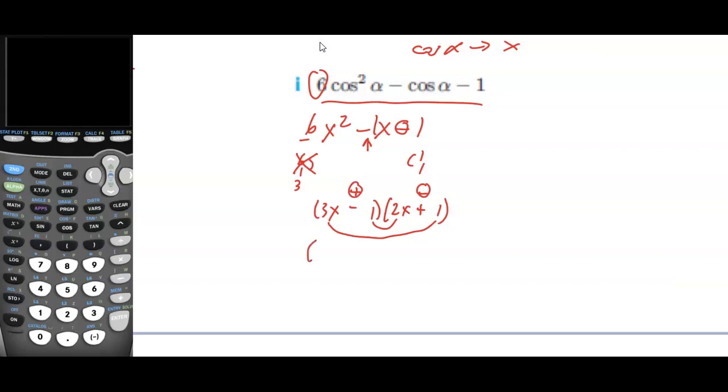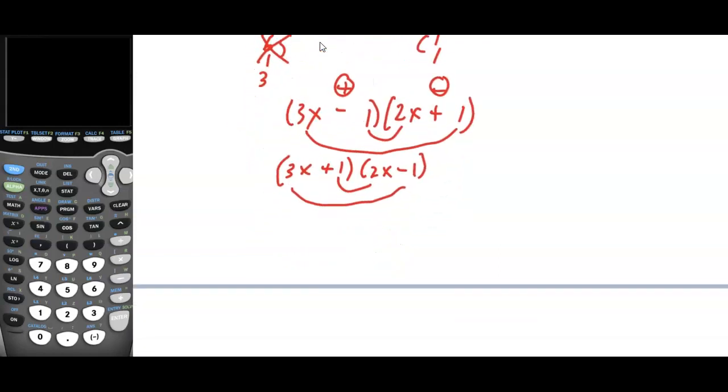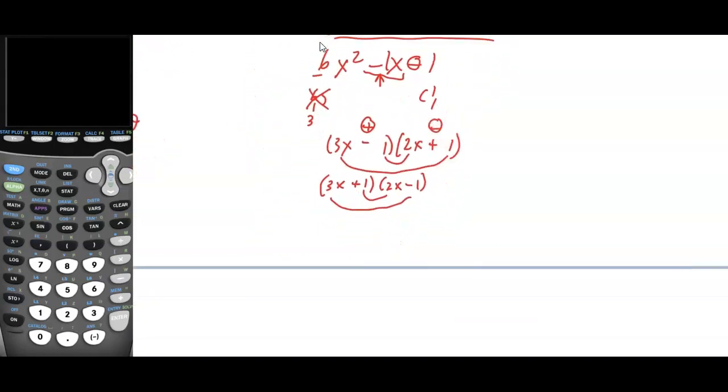All right, so let's write down the final factorization. 3x plus 1 times 2x minus 1. Just to make sure everything's okay, let's actually multiply the insides and the outsides. So we'll get 2x minus 3x, and that'll give us negative 1x. So yes, it works. Okay, now that we have the factorization, we can put the cosine back in, right? So we're going to put 3 cosine alpha plus 1 and 2 cosine alpha minus 1.